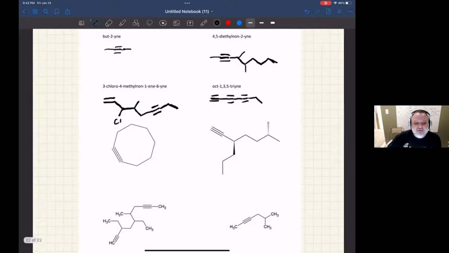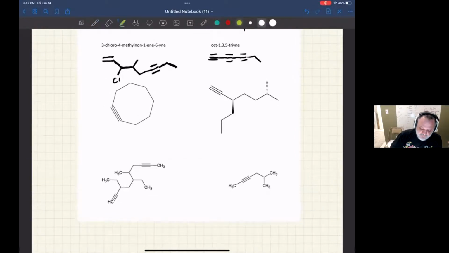Okay, let's name these other molecules. And so this one is straightforward. It's got 1, 2, 3, 4, 5, 6, 7, 8 carbons. So it'd be cyclooctyne, just like that. That's all there is to that one. What about this guy? We got to number it in the direction that gets us through the triple bond. So 1, 2, 3, 4, 5, 6 versus 1, 2, 3, 4, 5, 6, 7. That'll be the way to go.